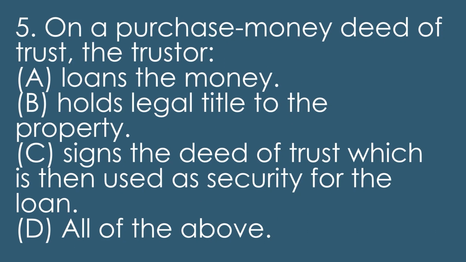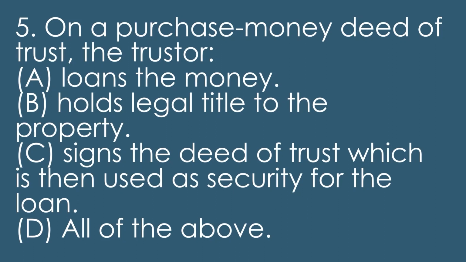On a purchase money deed of trust, the trustor: A, loans the money; B, holds legal title to the property; C, signs the deed of trust, which is then used as security for the loan; D, all of the above. So we've already talked about the parties when a deed of trust is used. Remember, the trustor is the borrower. And on a purchase money loan, the money is used to purchase a property. It's in the name.